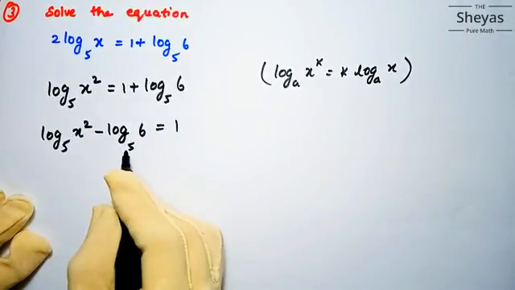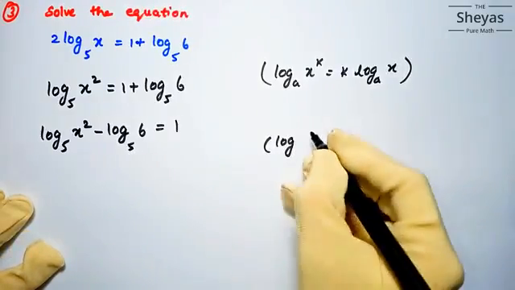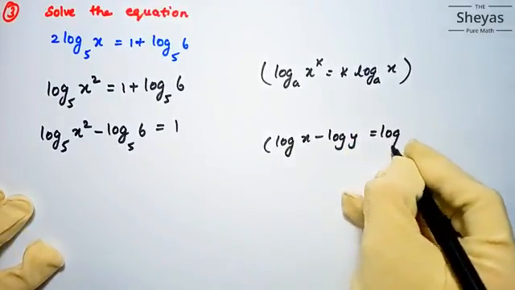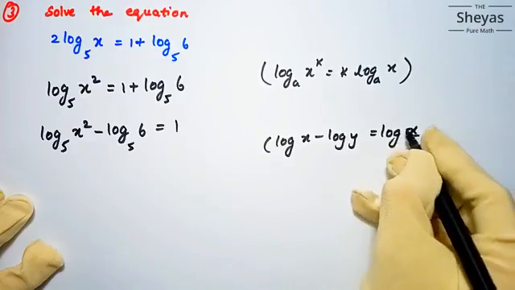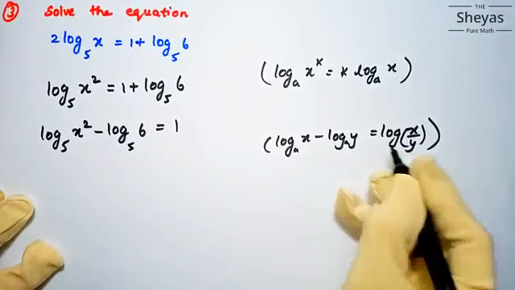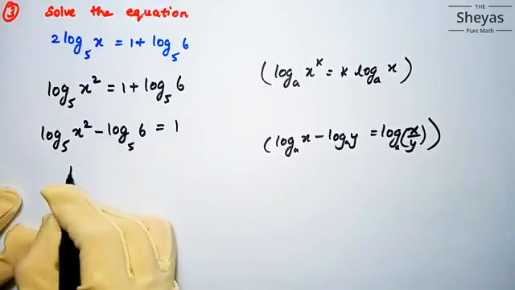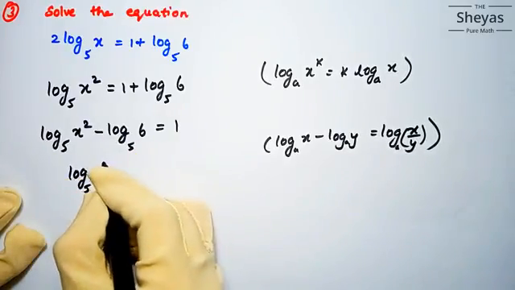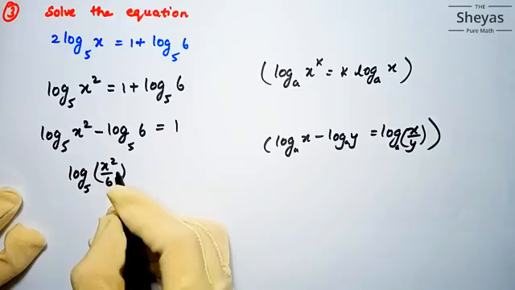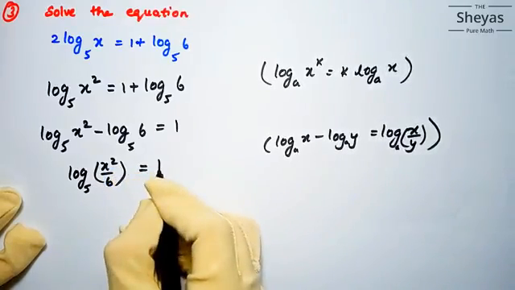Now we can apply the second law. So what is the second law? Log x minus log y is equal to log x over y, that is x by y. So I am writing the base here. Then this can be written as log x square by 6, or how can you say, log x square over 6 is equal to 1.